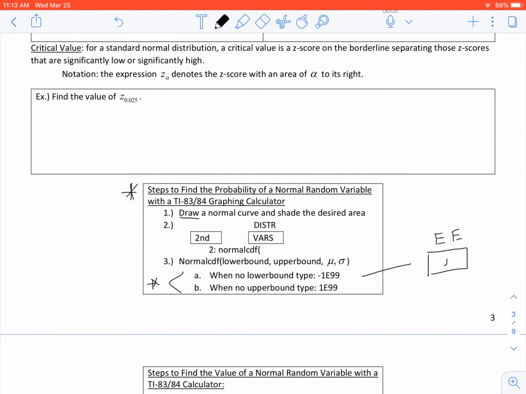This E is not the letter E. It's actually above your comma. So you're going to have to hit second and then comma. And likewise, if it has no upper bound, we have to type 1E99, or 1 times 10 to the 99th, which is similar to a positive infinity, which again you do with second, comma, 99. Okay, so now we're going to go back up and look at the examples.